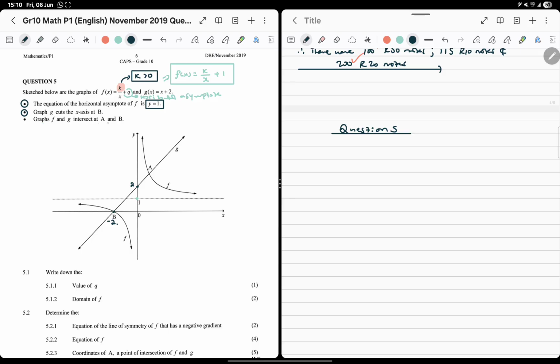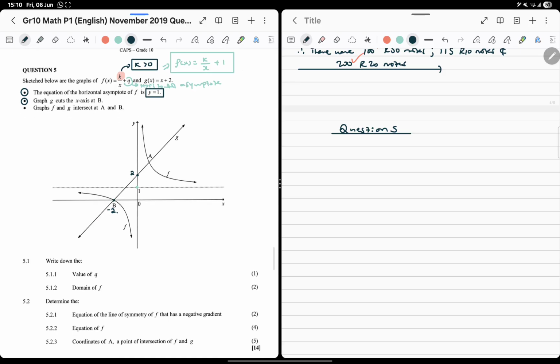Graph of f and g intersect at A and B. Again, it's too obvious. We can see it. Sometimes they like to talk, just like me. Anyway, leave my nonsense. Let's answer the questions.